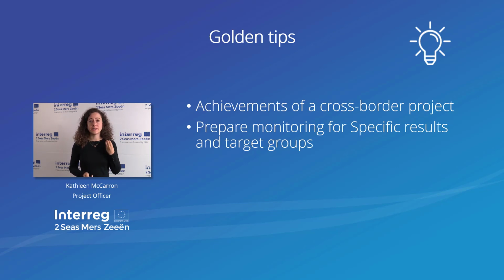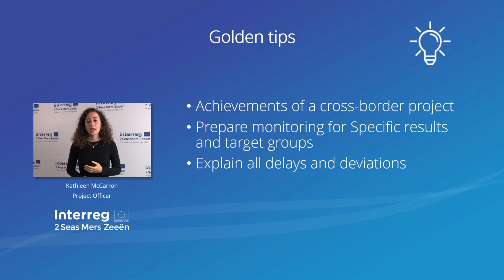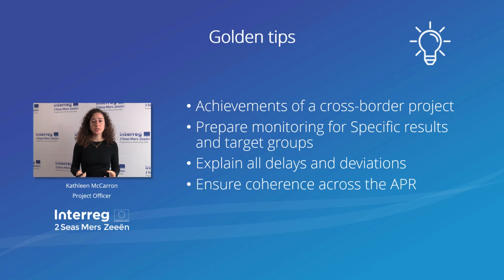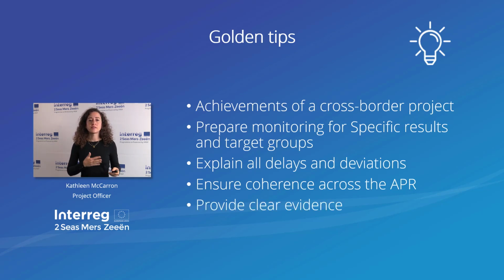Again, always explain any delays or deviations that are happening in your project. Ensure that there is overall coherence in your annual progress report between your activities, your deliverables, your outputs. Everything has to be coherent. And finally, if needed, provide clear evidence, and also try to present it in a way that is easy to understand for someone who's not familiar. So if you want to send a report that is linked to a deliverable, try to put the name or the code of the deliverable in the name of the file or something like this, so that it's easy to understand for someone who is not familiar with what you're doing.